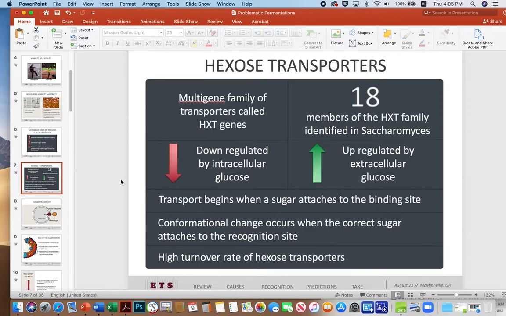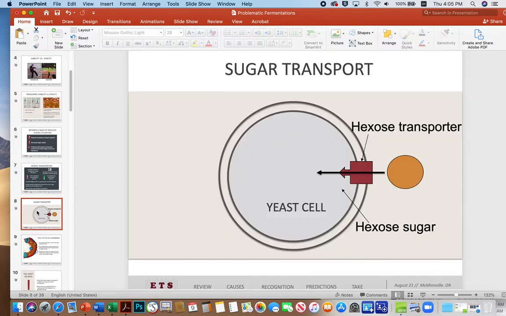So transport begins when a sugar attaches to a specific binding site on the HEXOSE transporter, which then causes a conformational change in the transporter to allow it to come in. And so this cartoon sort of illustrates the concept where you see the yeast cell membrane and then the inside world of the yeast, the cytoplasm, and then this hexose, a 6-carbon sugar that would then be moved by this hexose transporter here into the cell.